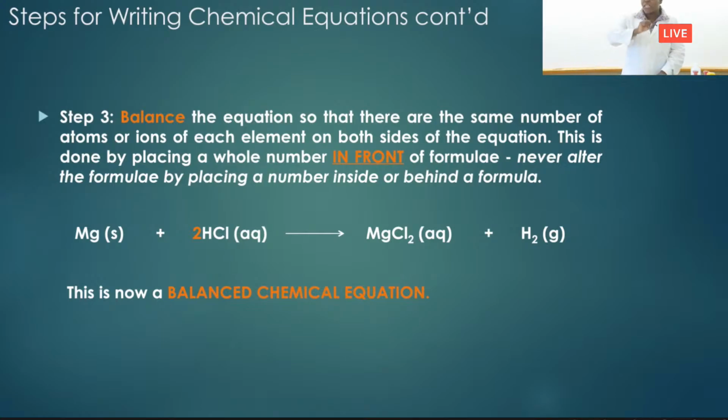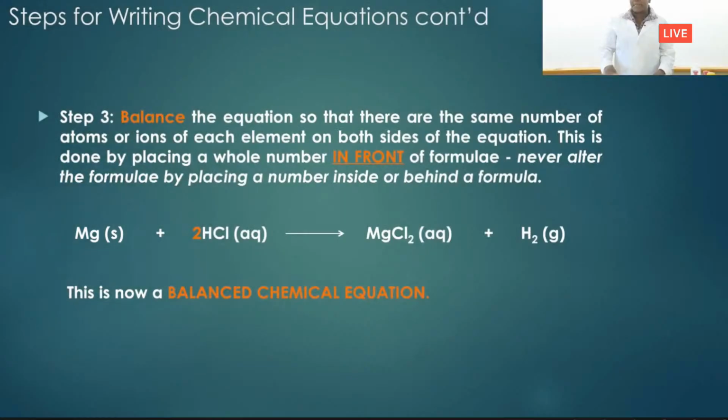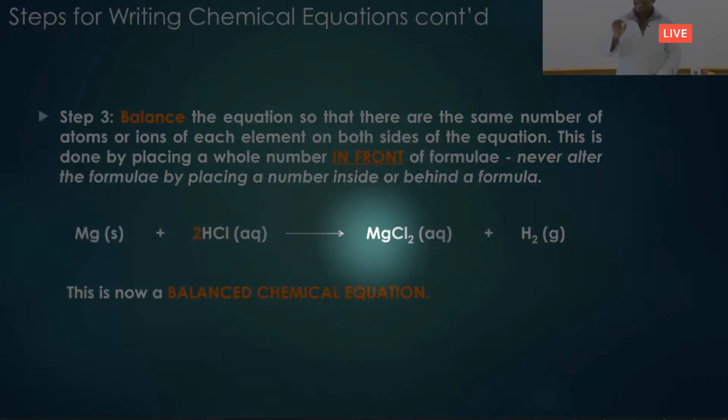Let's take a look at it. So zone in, we have the magnesium. We have 1 magnesium there. There's no number, so 1 magnesium. And on the other side, the product side, we also have 1 magnesium. Very good. That 2 does not belong to the magnesium, people. No. Leave the 2. That's the chlorine's 2.